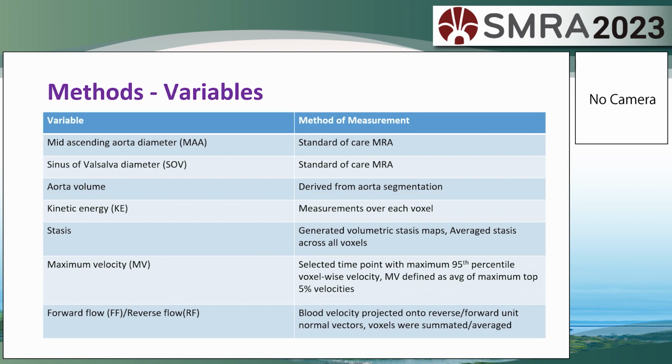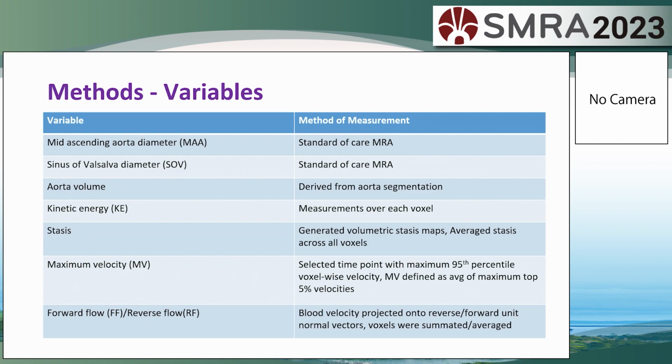So this table shows all of the hemodynamic variables that we measured, as well as how we measured them. For mid-ascending aorta diameter and sinus of Valsalva diameter, we use standard of care MRA. For the aorta volume, we derive that from the aorta segmentation. For kinetic energy, we assess that through making measurements over each voxel along the ascending aorta. For flow stasis, we assess that through generating volumetric stasis maps.